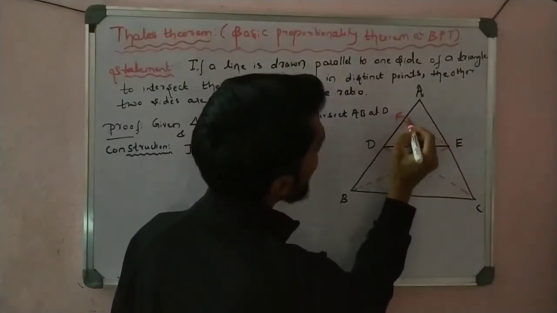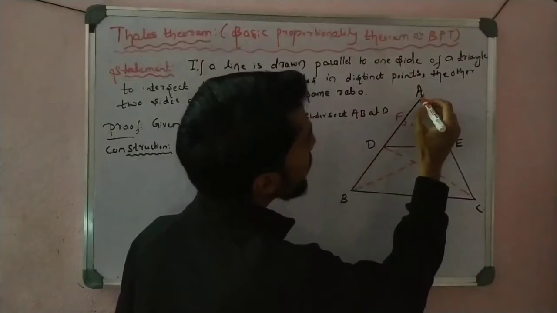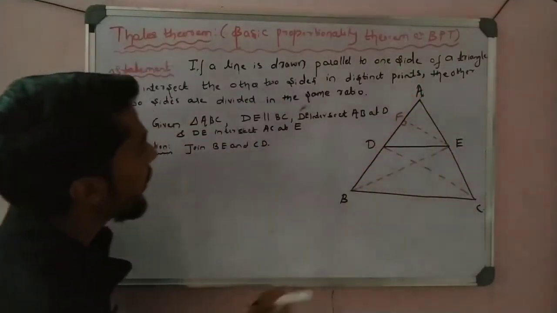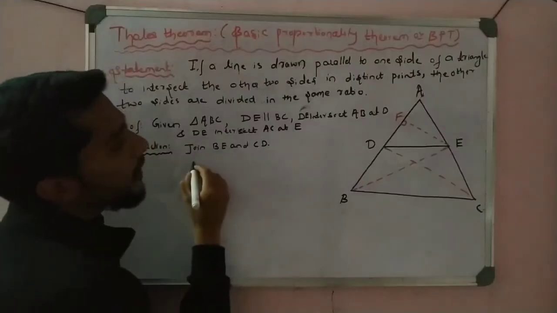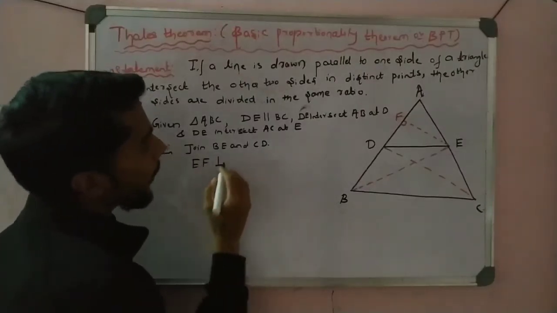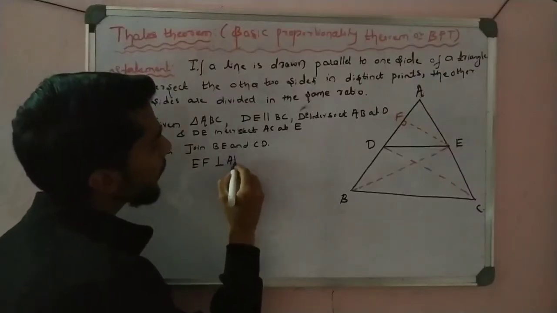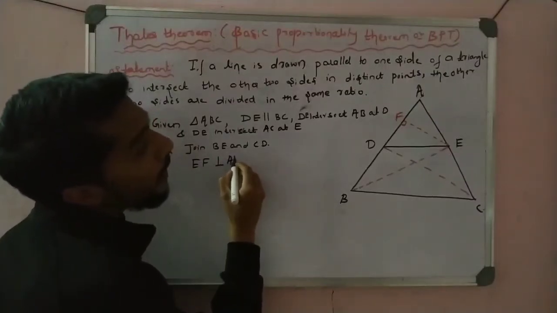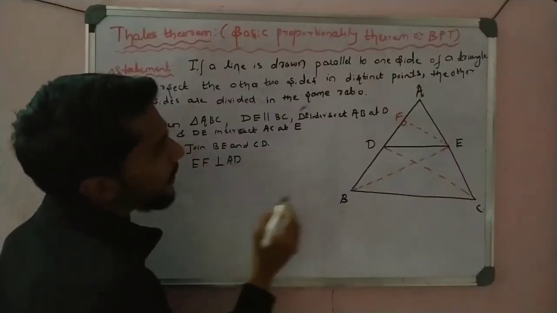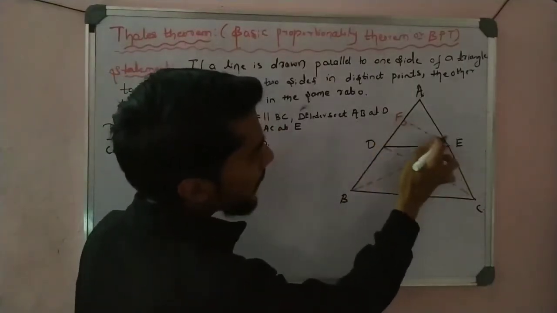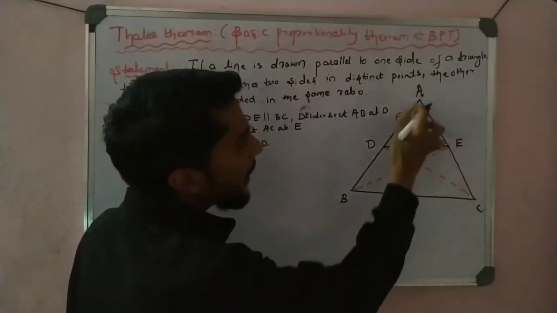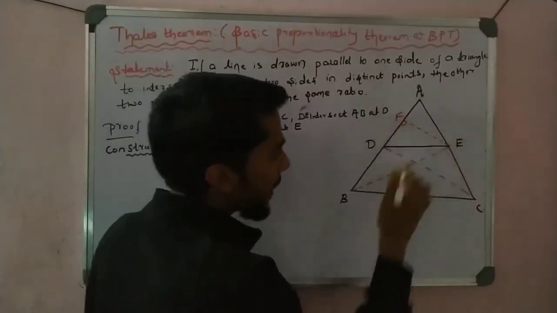I can take here EF perpendicular to which side? AD side. Okay, simple. Next, EF is perpendicular to AD, right, AD. See here, this perpendicular, that is EF, acts as the height of this triangle ADE. Okay, this triangle, it acts as a height.